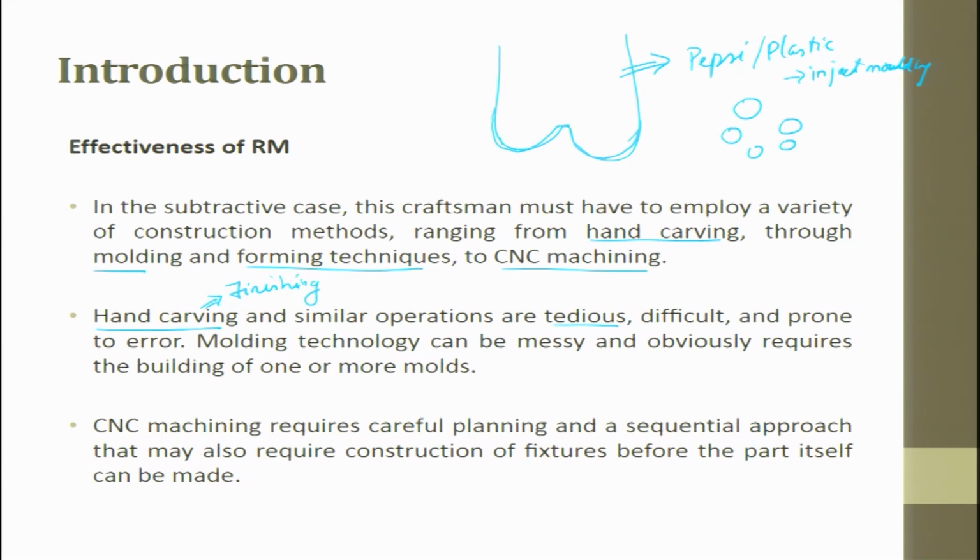Sometimes people say that it takes also 30 days to finish a die. So, they say the major bottleneck in all those die manufacturing is only the finishing operation. If you go on the other side, hand carving is very tedious, difficult, and prone to error. Molding technologies can be messy and obviously require the building of one or more molds, because it is not so easy, right. CNC machining requires careful planning and a sequential approach that may also require construction of fixtures before the part itself can be made.